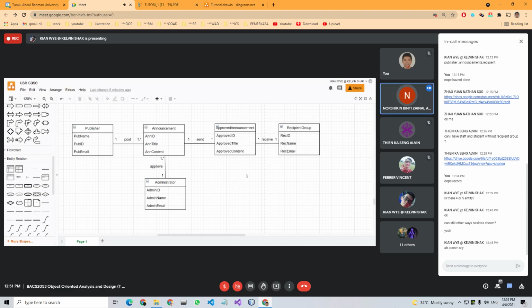Approved announcement sent to many. Actually, if I don't have this and I just put many to many, how do I? Okay, understood. Approved announcement sent to many. So recipient will send many approved. Approved announcement will send to many recipient group. So recipient group will receive. No, you're confusing.